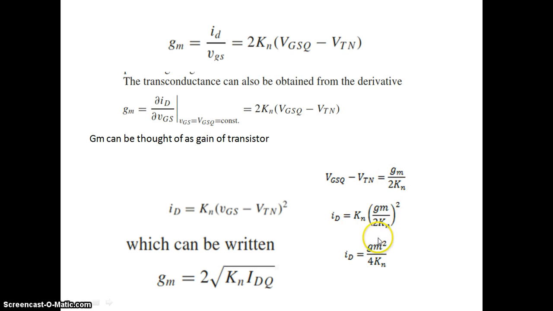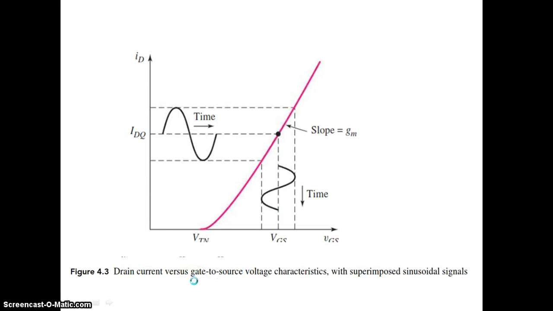So we have GM by 2Kn the whole square. If you simplify this, you have ID equal to GM square by 4Kn. Cross multiplying, GM square equals 4 ID Kn. If you take the root, you will get GM equal to 2 root Kn IDQ. Of course, this is the IDQ, the DC bias quiescent value that we have written. So we have derived the expression for transconductance. Okay, so this is all the introduction.